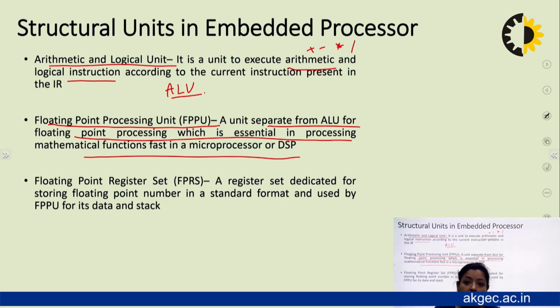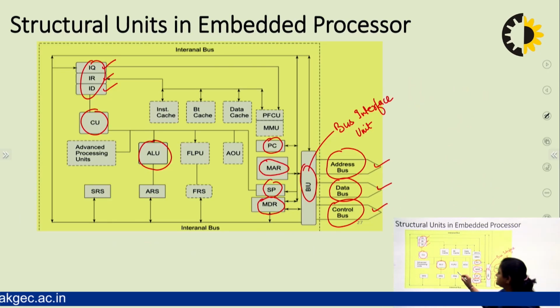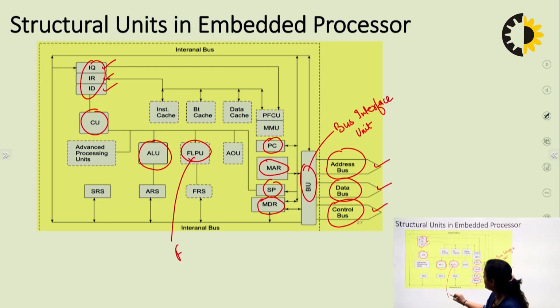Because our computations are not always in whole integer form. We have floating point numbers also. So to incorporate that functionality, there is a separate processor which has been included, called the floating point processing unit. Let us locate it. Floating point processing unit. This is your FLPU, or it can be written as FPPU, floating point processing unit.